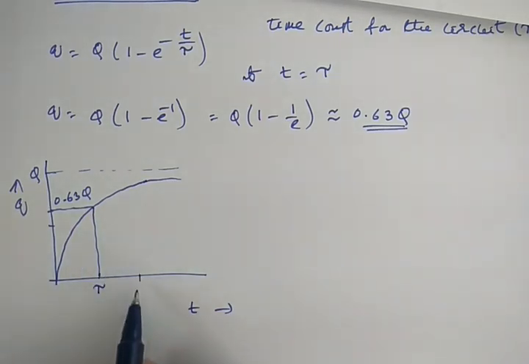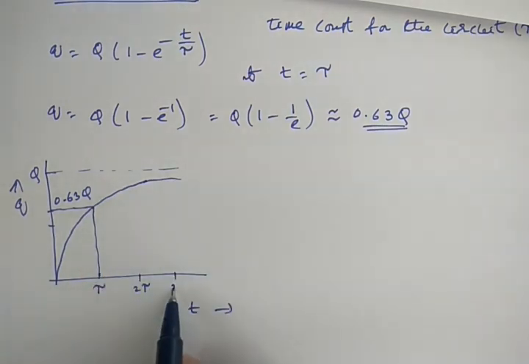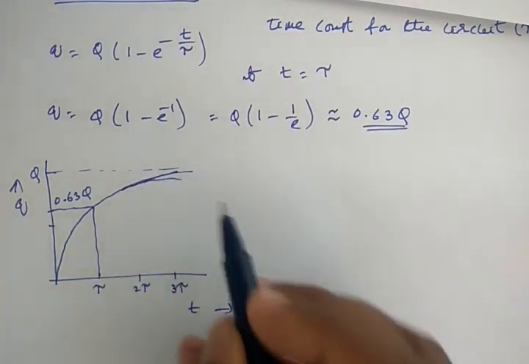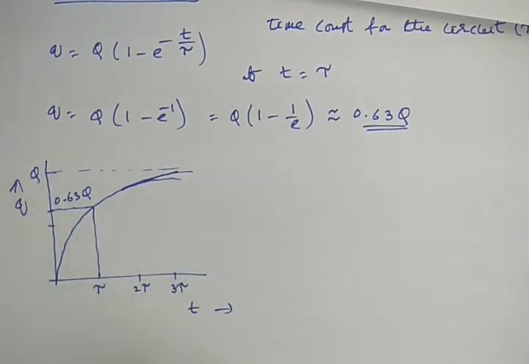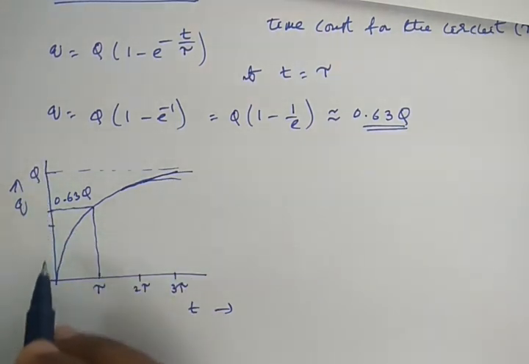So if you wait for two time constants, your charge becomes more and more, and from here you can say that 3 to 4 time constants are enough for the circuit to get maximum charge on the capacitor. So this is what you can get about this.